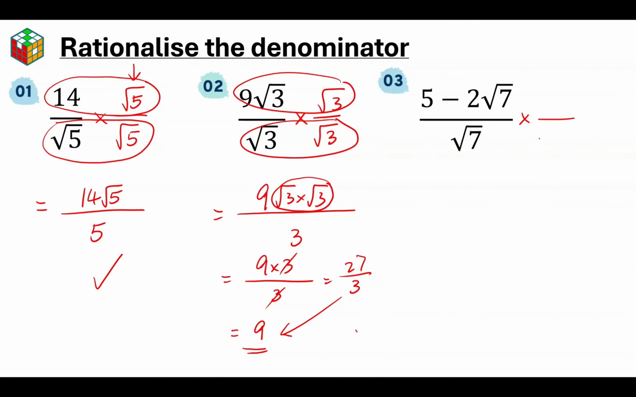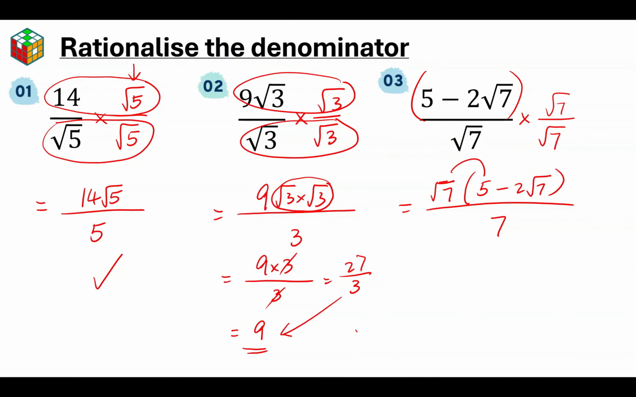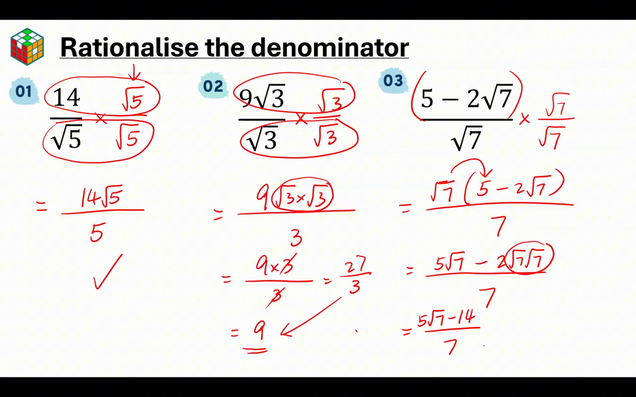One more. This time, my denominator is going to be root 7. However, you need to remember every time when you have the numerator, it's an invisible bracket there. That means that you are multiplying root 7 with everything inside the bracket. 5 times root 7 is going to be 5 root 7. Take away 2 root 7 times root 7. That will give me an integer 7. So tidy up 7, 5 root 7. Take away 2 times 7 is going to be 14. And that is your answer.